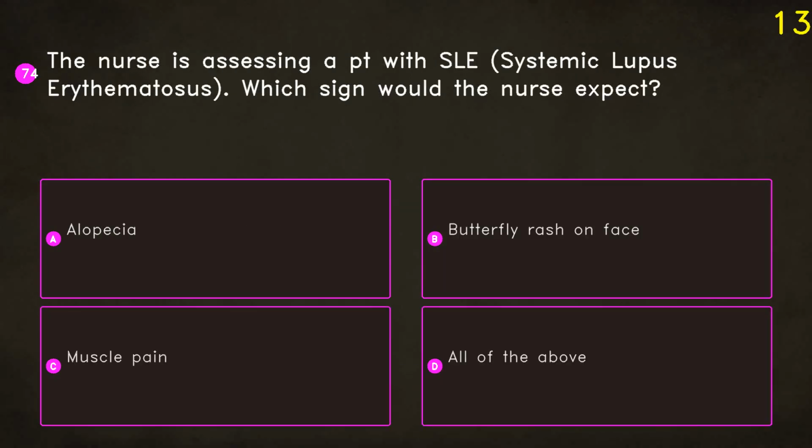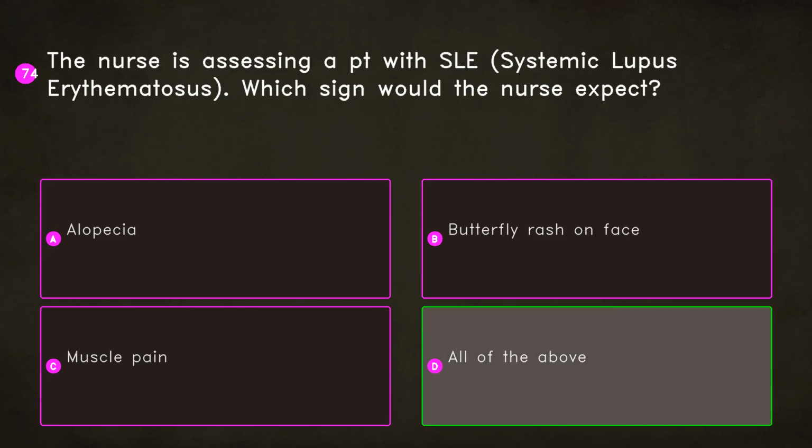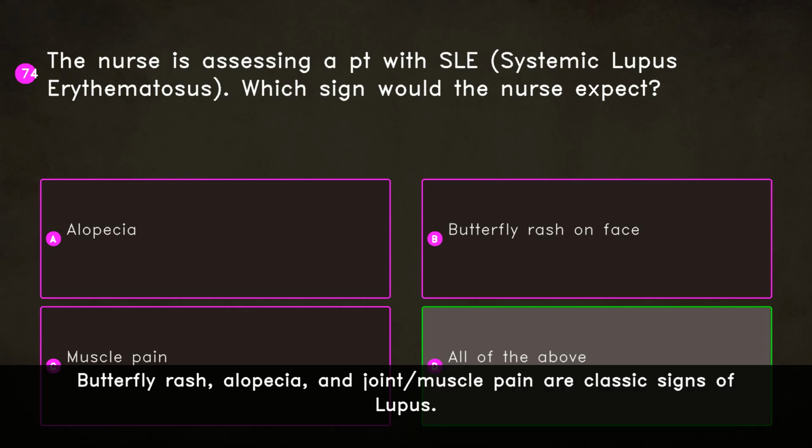Question 74. The nurse is assessing a patient with SLE, systemic lupus erythematosus. Which sign would the nurse expect? A. Alopecia. B. A butterfly rash on face. C. Muscle pain. D. All of the above. The correct answer is all of the above. Butterfly rash, alopecia, and joint and muscle pain are classic signs of lupus.